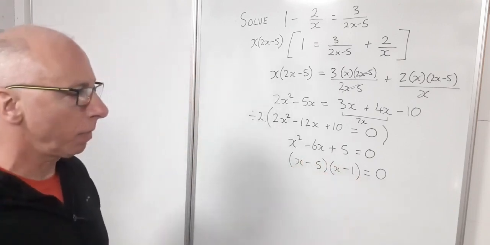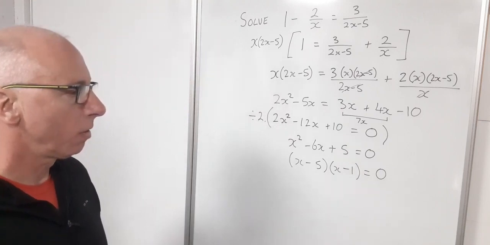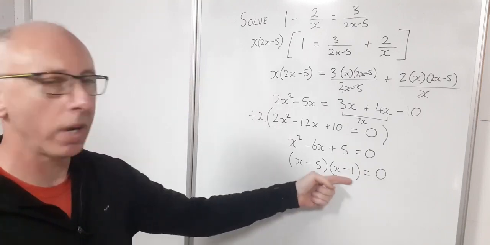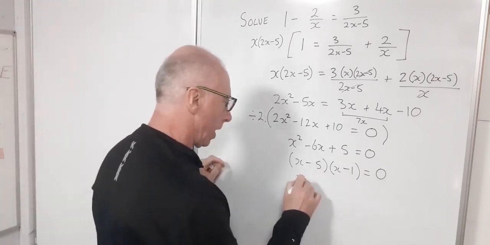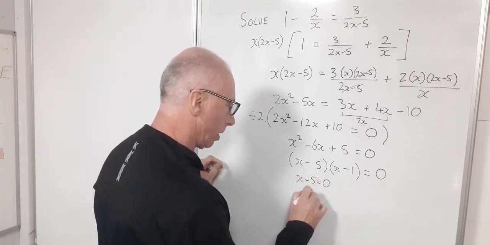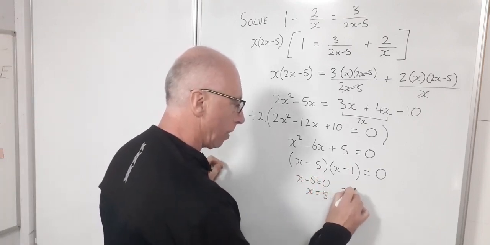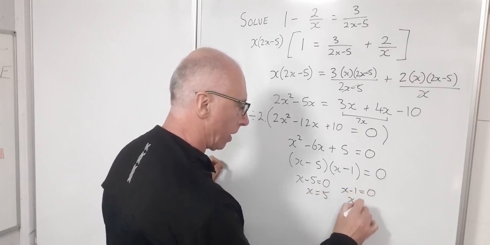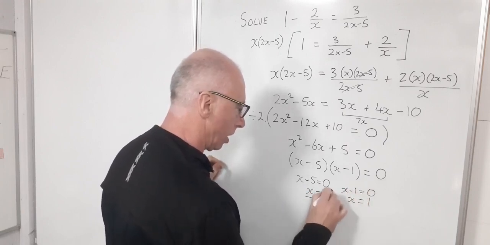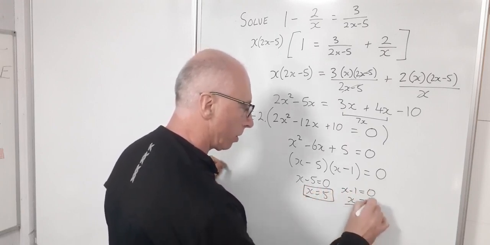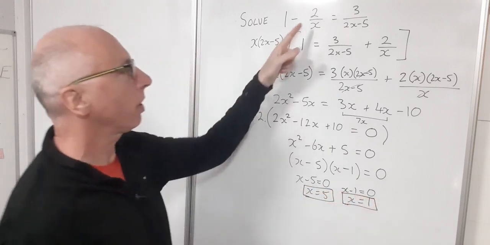Okay, so what are my solutions for my x's? Well, I've got x equals 5 or x equals 1. So x minus 5 equals 0, so that's x equals 5. x minus 1 equals 0, so x equals 1. And that'd be my solutions to this equation here.